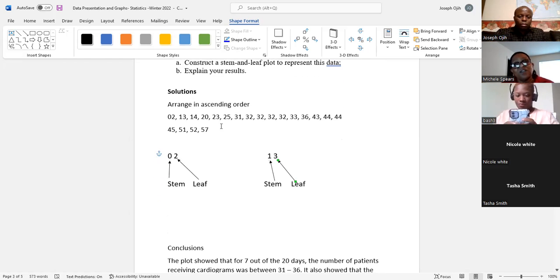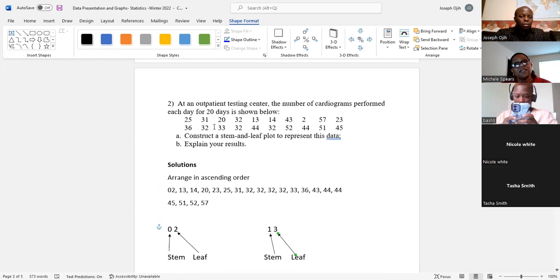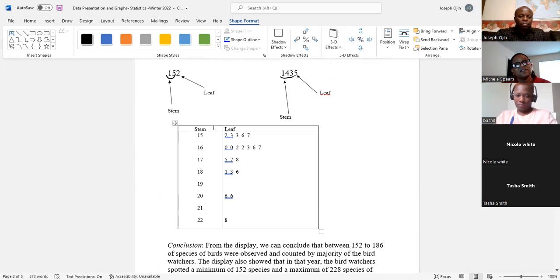Okay. I have a question. When you say explain your results, what does that mean? Let me give you an example. You look at what you have here. Explaining the result means explaining what this data tells you. For example, this one tells us that the lowest amount of species they observed is 152, right? Yeah.